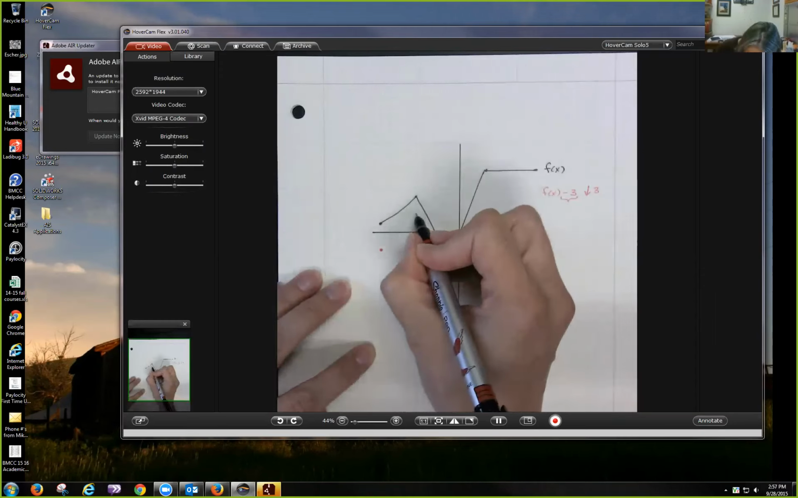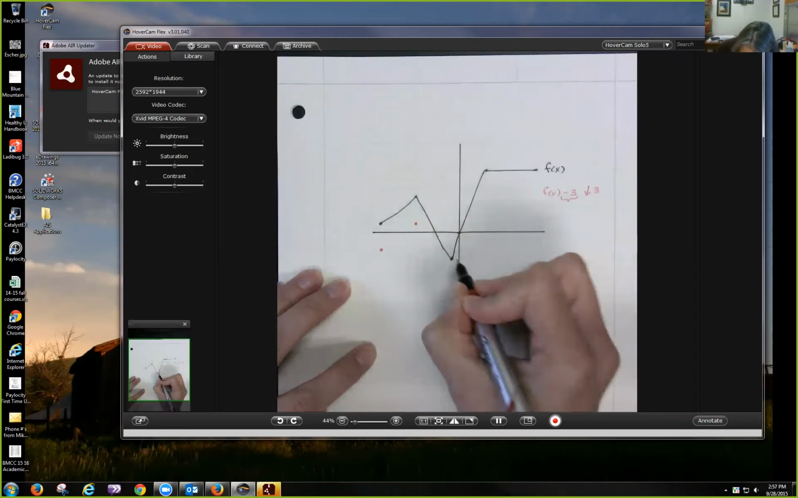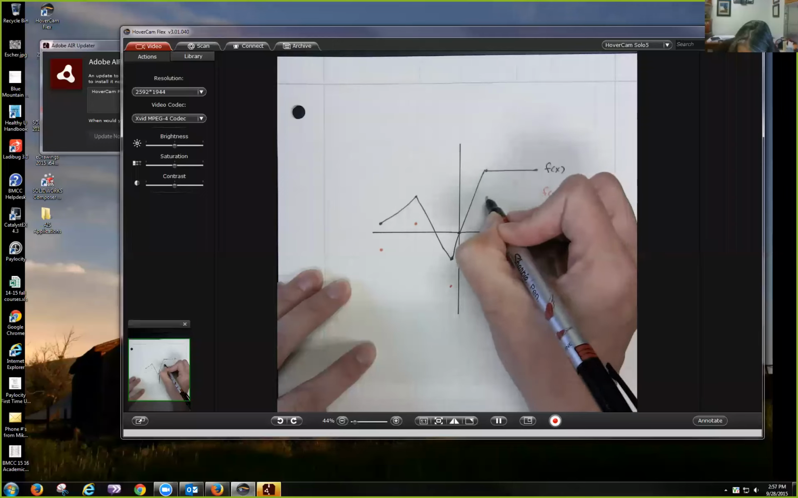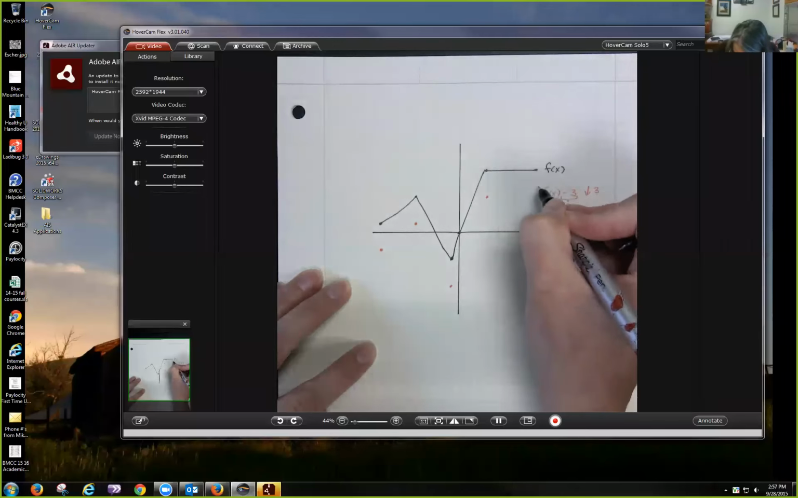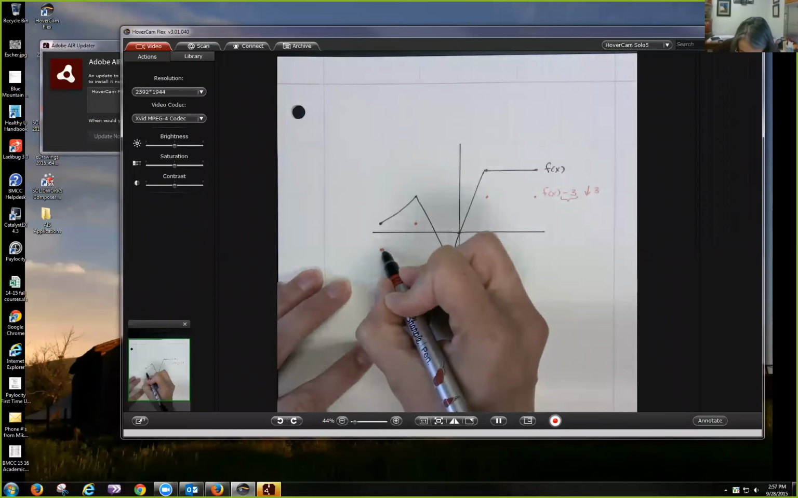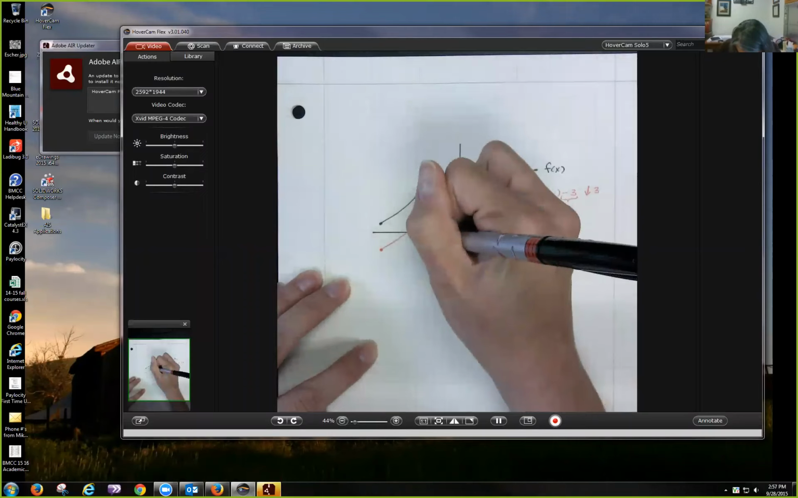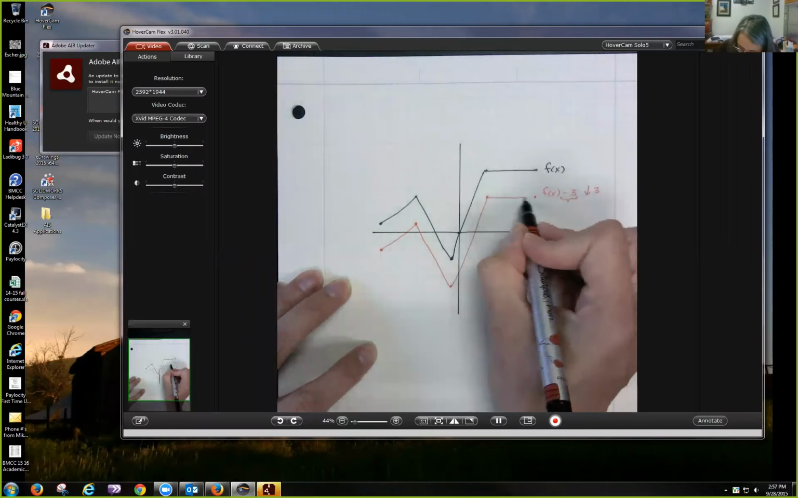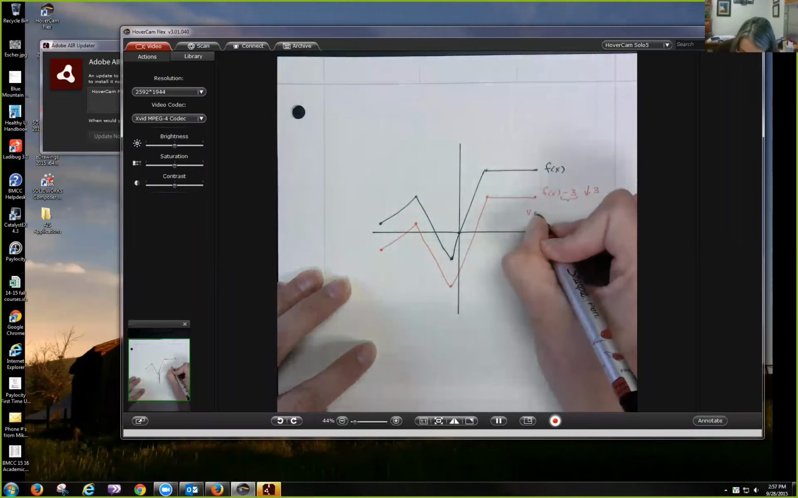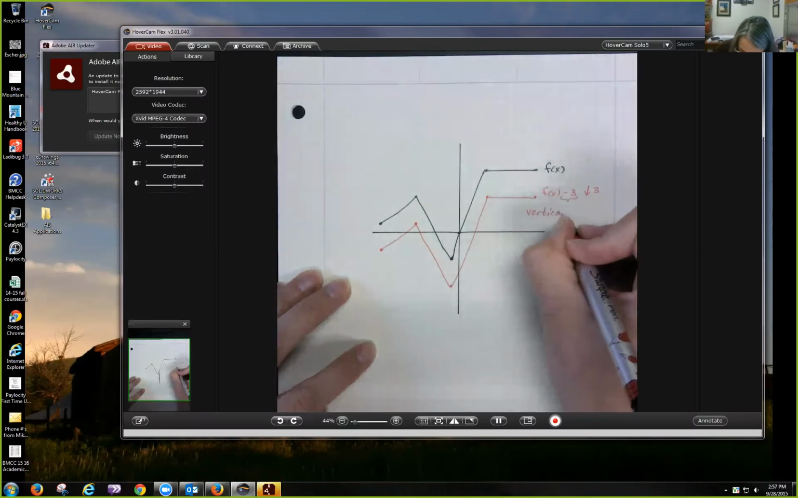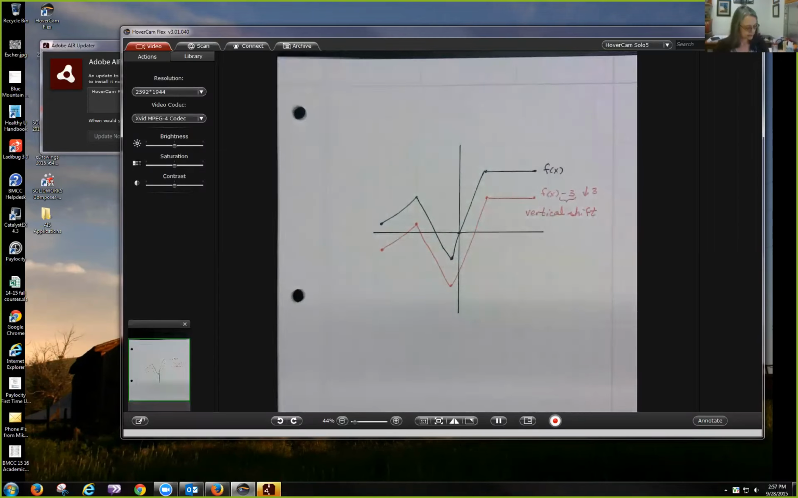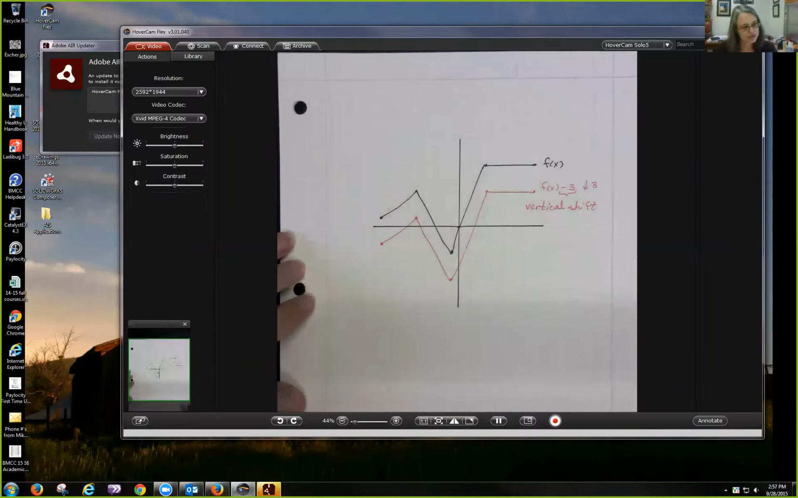And then translating the shape in between those points. Okay, so these are all pretty much straight lines. This is called a vertical shift. And this vertical shift happens whenever you've got a subtraction outside the parentheses.